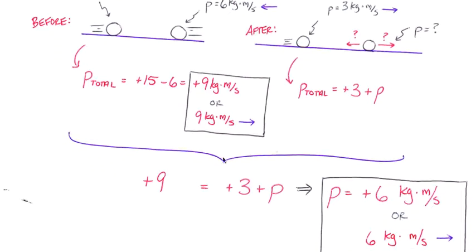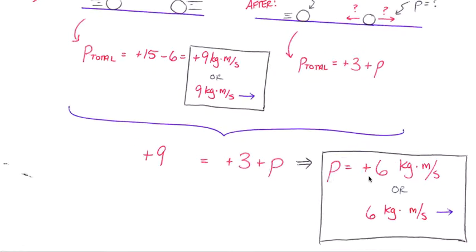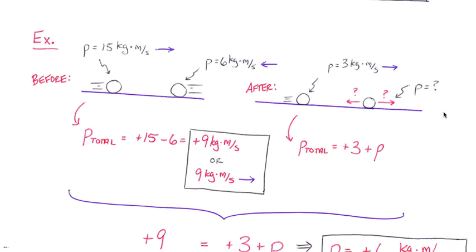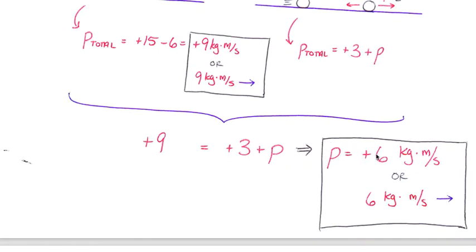So if we take a look, I had 9 before. Afterwards, I had 3 plus whatever the momentum of the second object was. If I solve for that, I wind up with 6 kilogram meters per second to the right. And when you think about it, it makes sense. This had 15 kilogram meters per second, and it dropped to 3. So the first object lost 12 kilogram meters per second of momentum. This object originally had negative 6, and if it gained the 12 that this one lost, well, negative 6 plus 12 will give me positive 6.